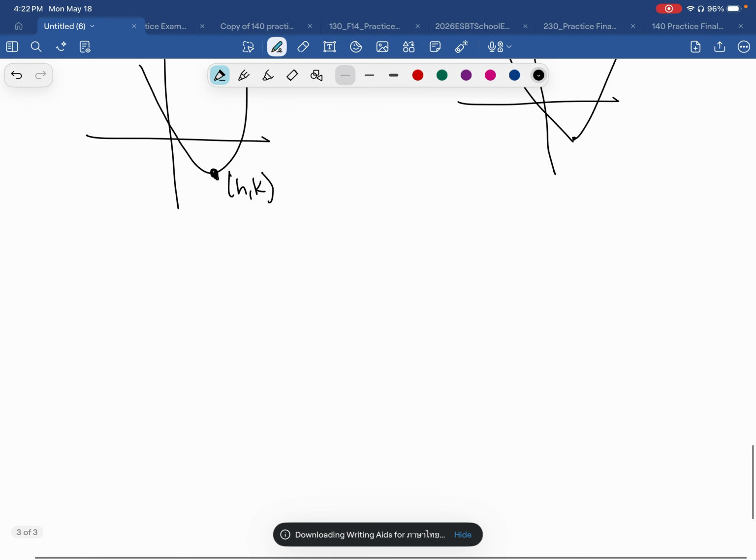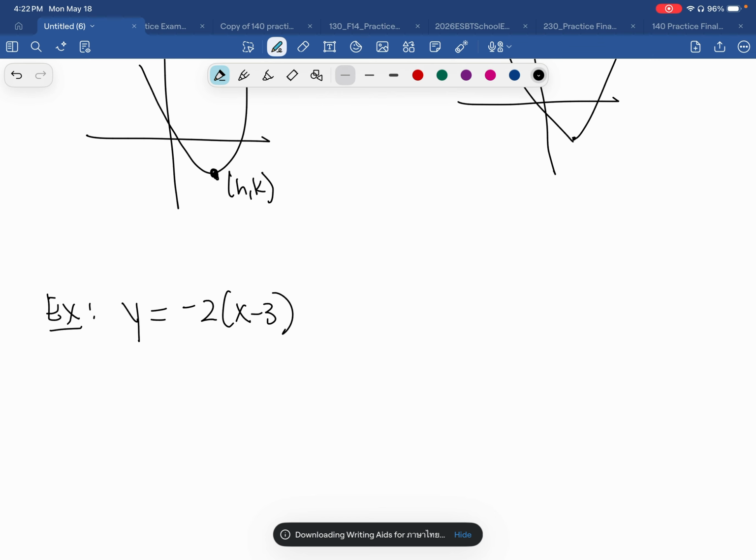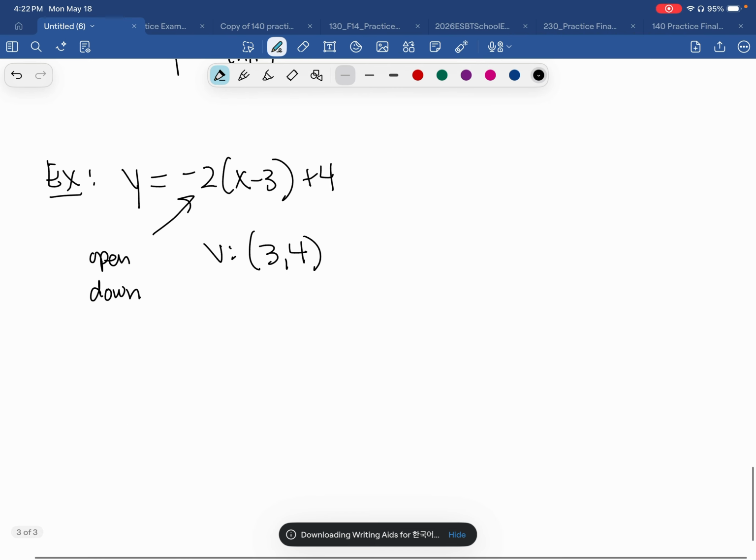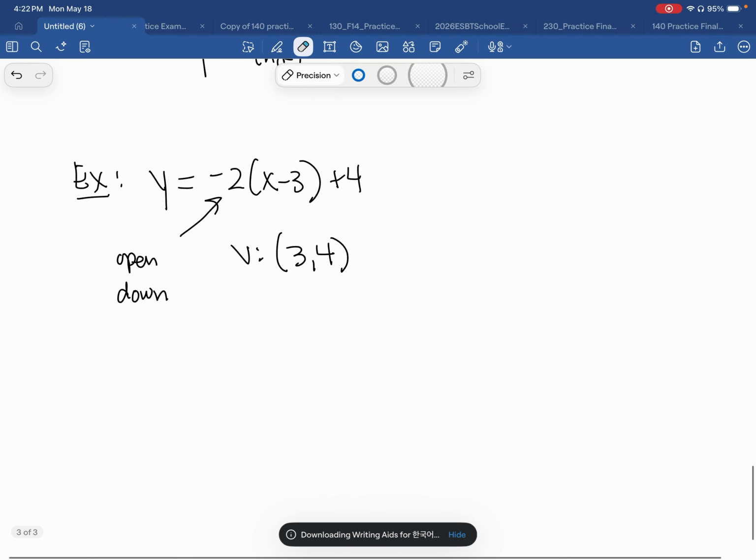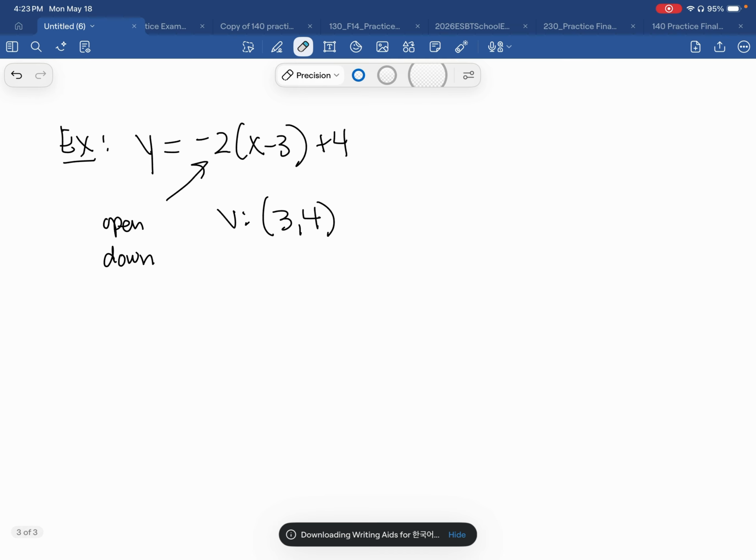So for example, if you have y equals negative 2 times (x minus 3) plus 4, then that means that your vertex is at 3 comma 4. The negative over here means that it's going to open down because your a value is negative. And then you just need one other point. You can plug in any number that you want. So if you plug in 0 here for your x, 0 minus 3 is negative 3 times negative 2 gives you positive 6 plus 4 gives you 10.